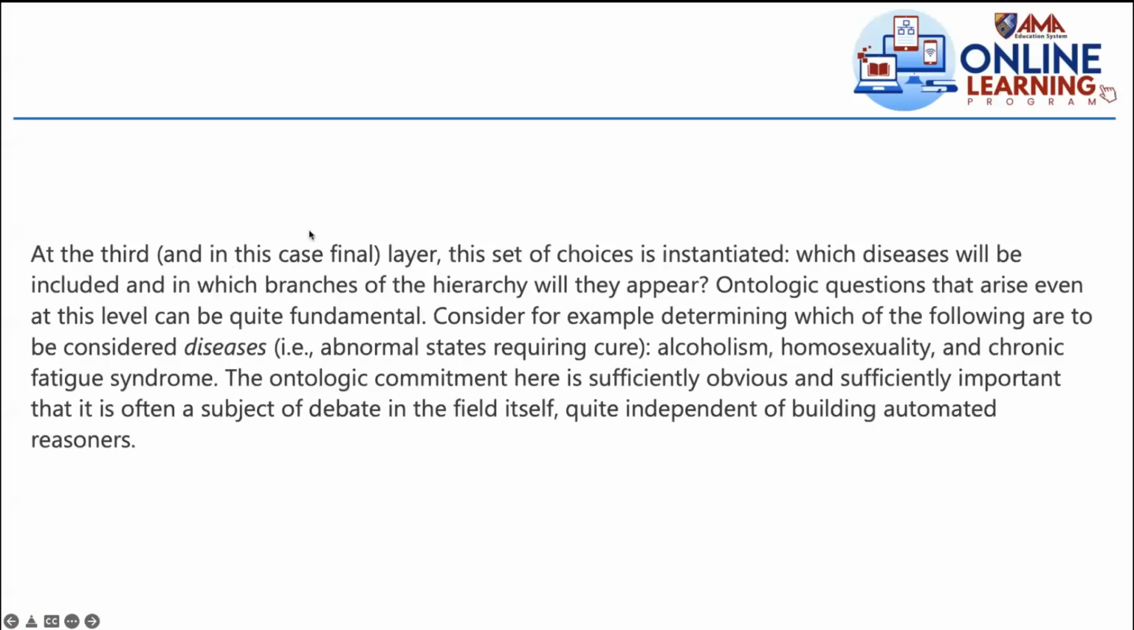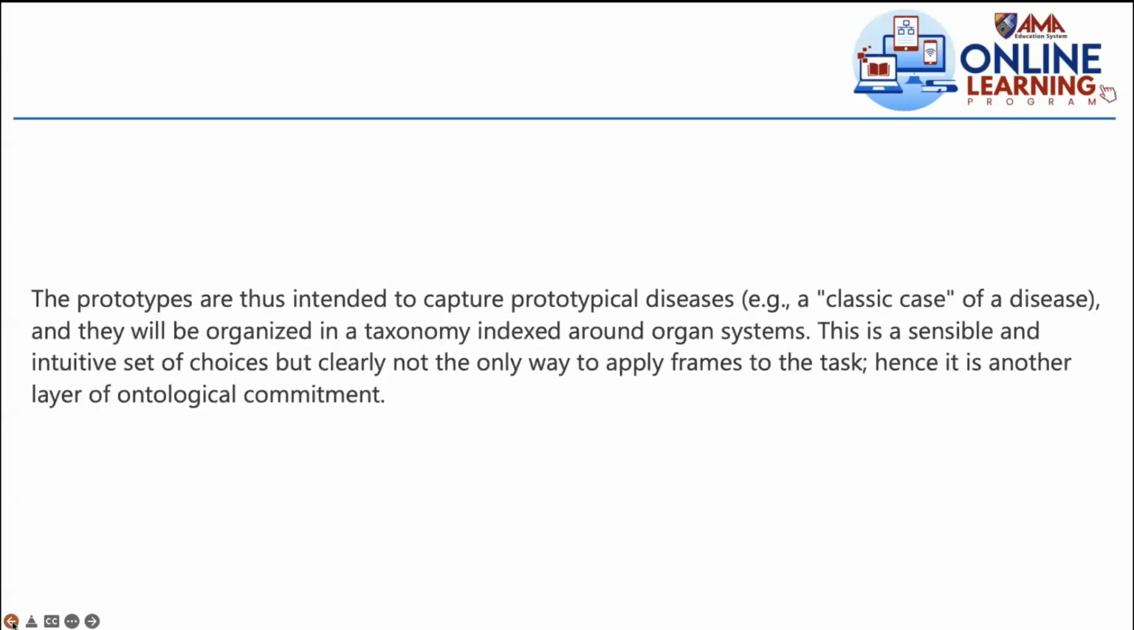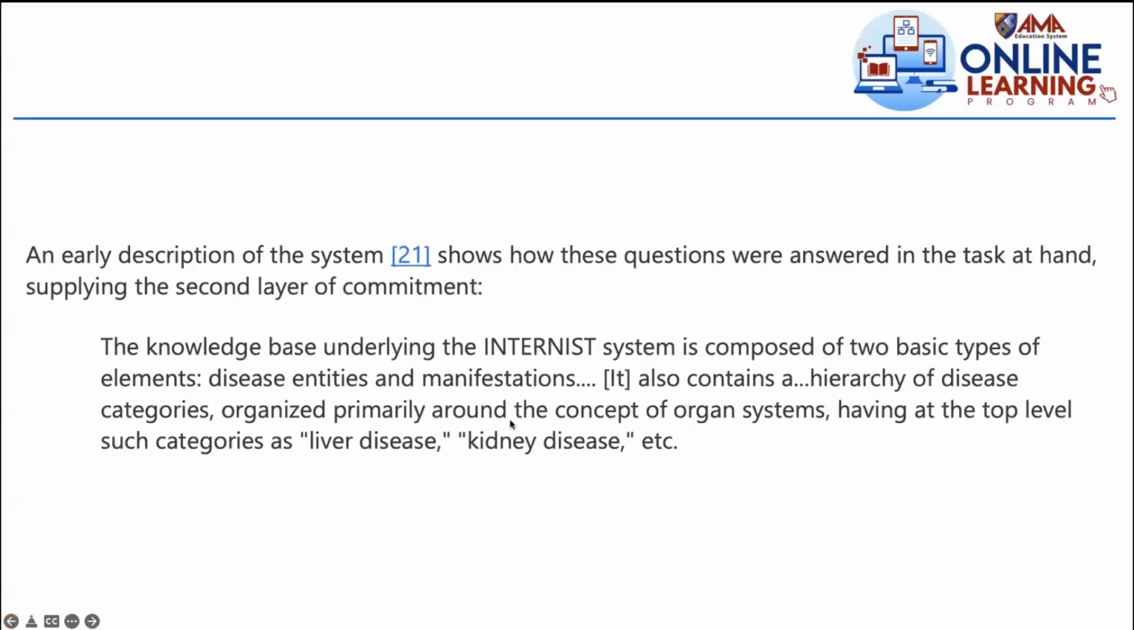Okay, so at the third, in this case final layer, this set of choices is instantiated. Which diseases will be included? Like I mentioned, in the second layer we know already liver disease, kidney, but which of the liver diseases will be included? That's another layer that you have to take care of in the program that you will develop, because it will influence the execution in the cycle. But of course, don't miss the reasoning. Later, we'll talk about reasoning. That's why all these roles are connected. We're discussing them separately, but they're connected.